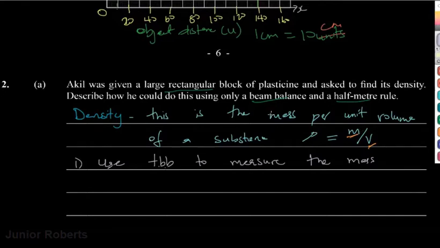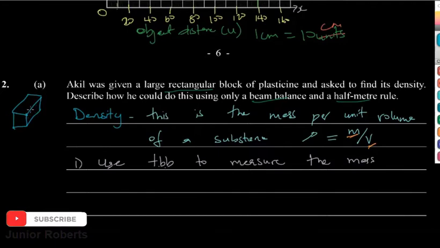Now, the next thing we need to know to find the density is the volume of the substance. And they say that it's a rectangular block of plasticine. So we can imagine this to be our plasticine like this. So we can measure its mass by placing it on a triple beam balance and obtaining the mass. How could we find the volume of this rectangular block of plasticine? How would we be able to find out the volume?